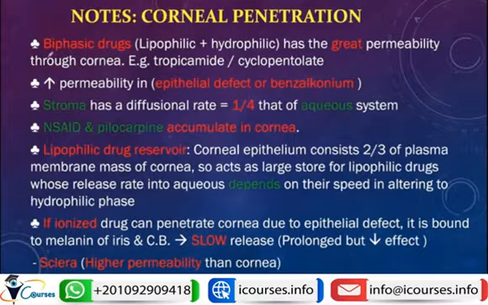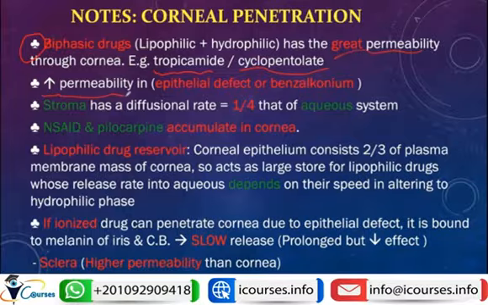Some important notes about corneal penetration. We have some drugs that are called biphasic drugs. These drugs have a lipophilic component and a hydrophilic component, which enables them to have the highest penetration. The lipophilic component will pass through the epithelium and the hydrophilic will pass through the stroma, so that it will have the highest penetration, like for example the dilating eye drops, which are tropicamide and cyclopentolate. These will reach the iris easily and rapidly because they are biphasic drugs.